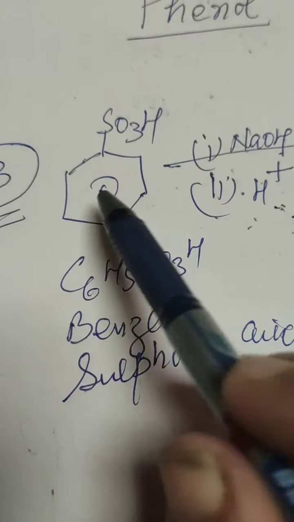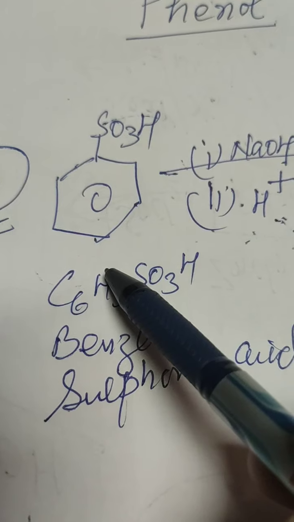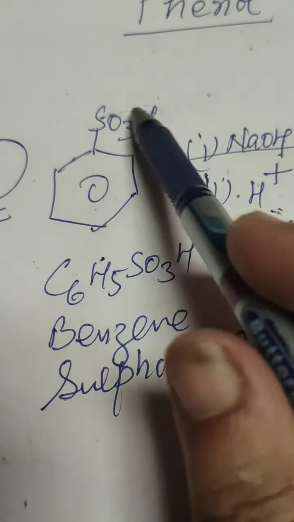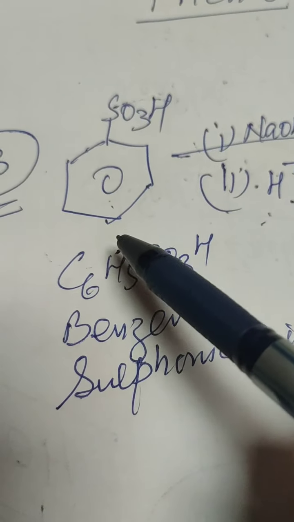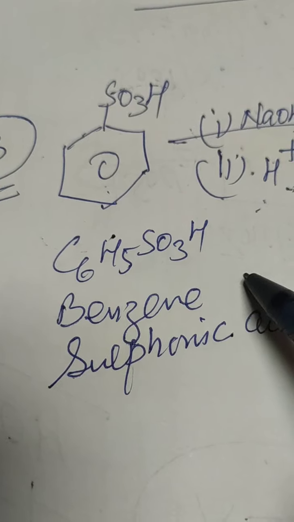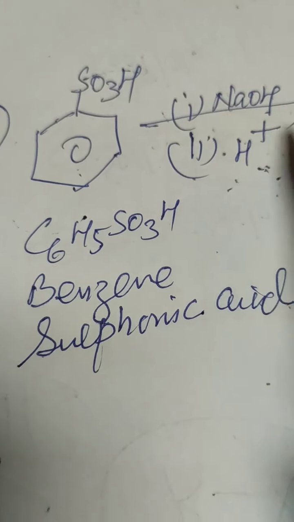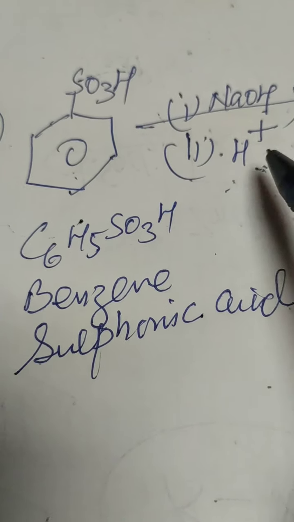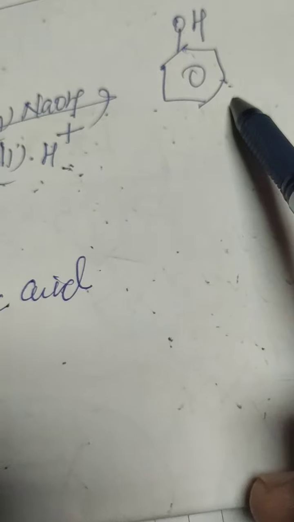This is benzene sulfonic acid. We obtain benzene sulfonic acid from benzene when we react benzene with oleum. Then this benzene sulfonic acid, on heating with sodium hydroxide followed by acid, gives us an alcohol. This is an aromatic alcohol, which is known as phenol.